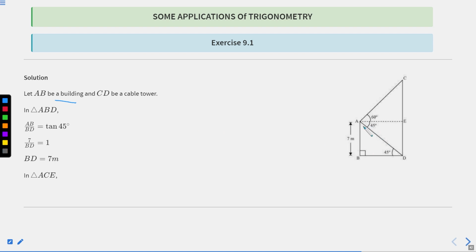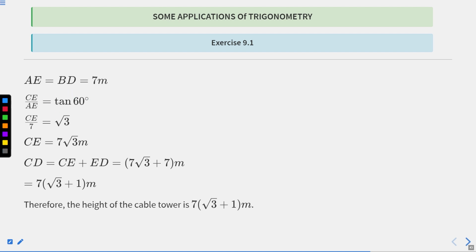From triangle ABD, AB by BD is equal to tan 45 degrees, and AB is 7 meters, so 7 by BD is equal to 1, and it implies BD is equal to 7 meters. Now from triangle ACE, AE is equal to BD is equal to 7 meters, and CE by AE is equal to tan 60 degrees, and we know tan 60 degrees is equal to root 3, so CE by 7 is equal to root 3, and it implies CE is equal to 7 times root 3 meters.